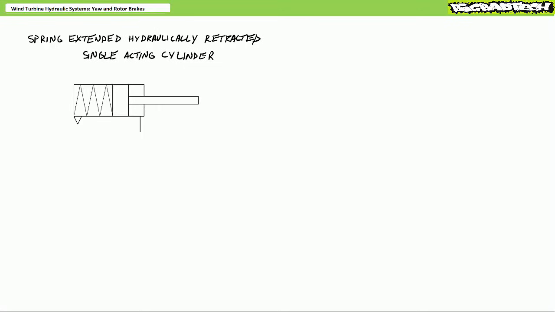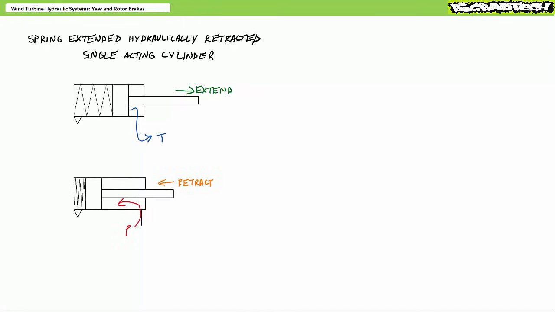This is a spring-extended, hydraulically retracted single-acting cylinder with a port on the rod end and a spring in the cap. When the rod end is dumped to low pressure, the spring in the cap passively extends the rod. When high pressure flow enters the rod end, the cylinder retracts the rod. One might employ a spring-extended, hydraulically retracted single-acting cylinder in something called a fail-safe brake, because any inadvertent loss of pressure would extend the cylinder and apply the brake.